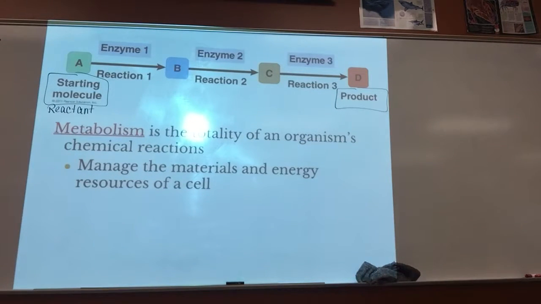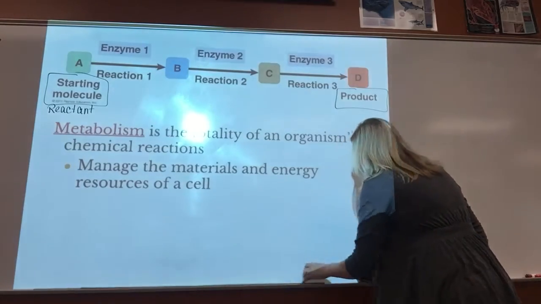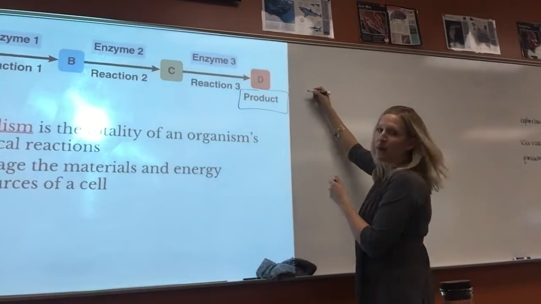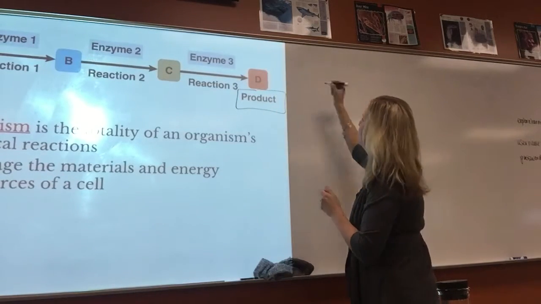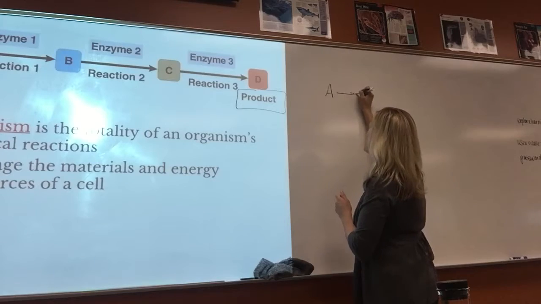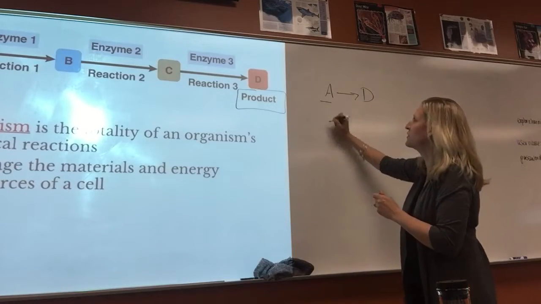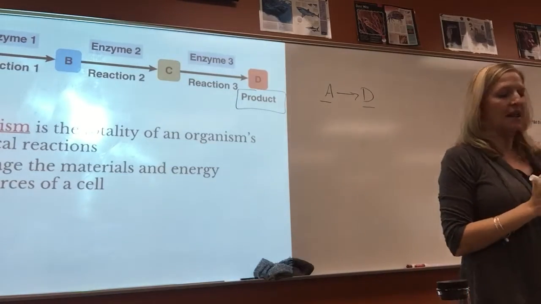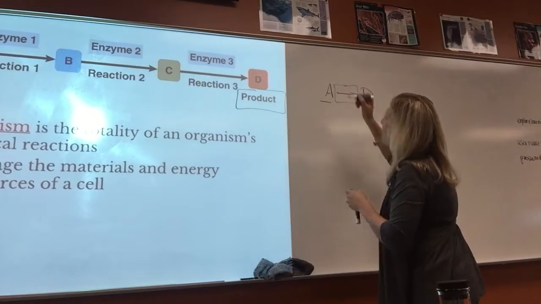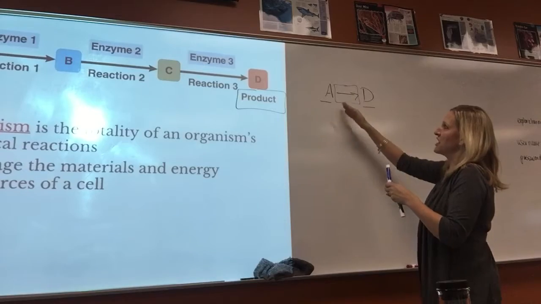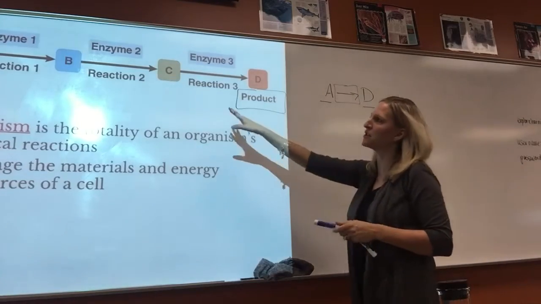So in this class and in many biology classes, it'll be written like this. Instead of A to B to C to D, sometimes chemical reactions are shorthanded, written like this, where they just give you the reactant and the product, where this arrow represents many smaller reactions that occur to get to there. And so that's what this is showing you here.